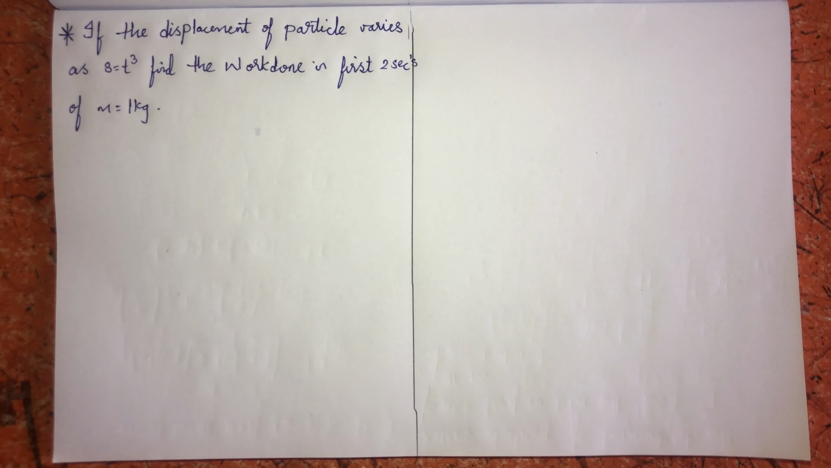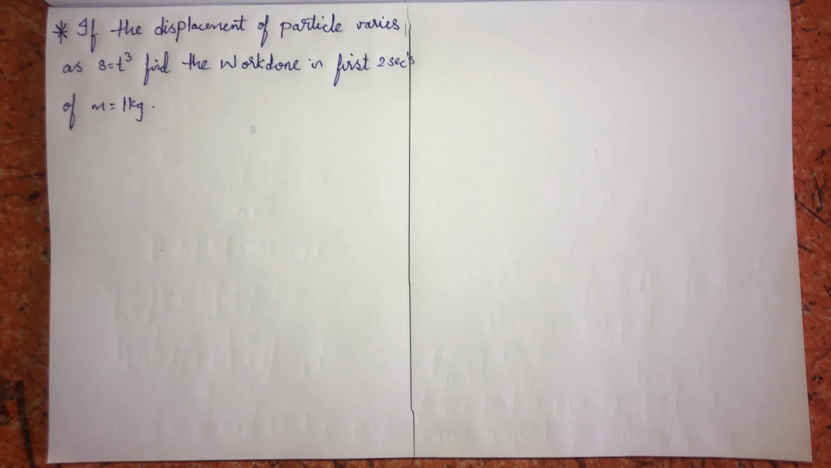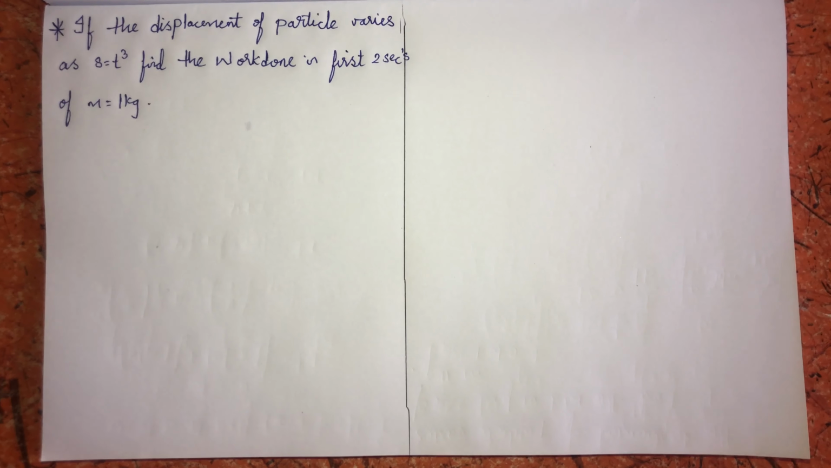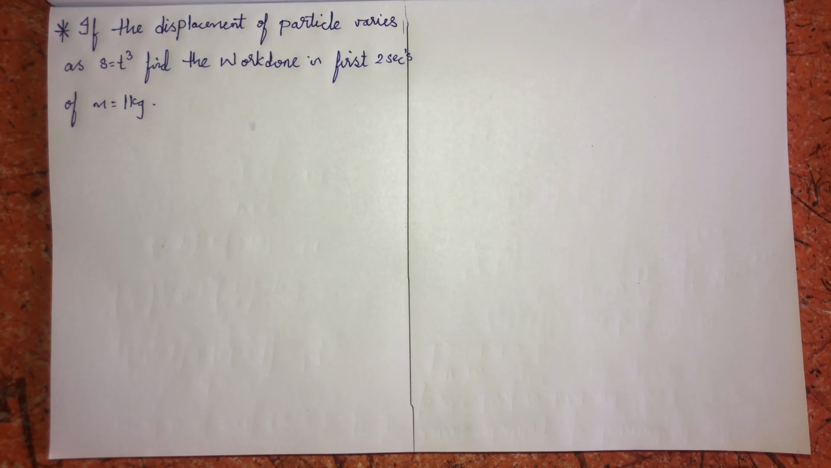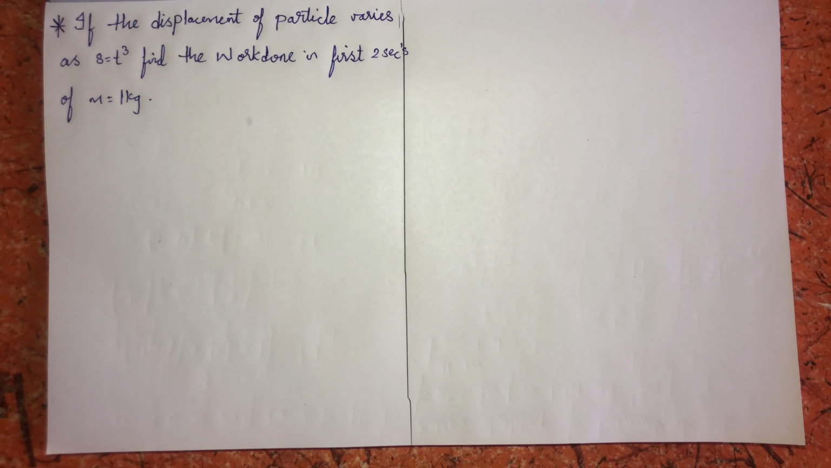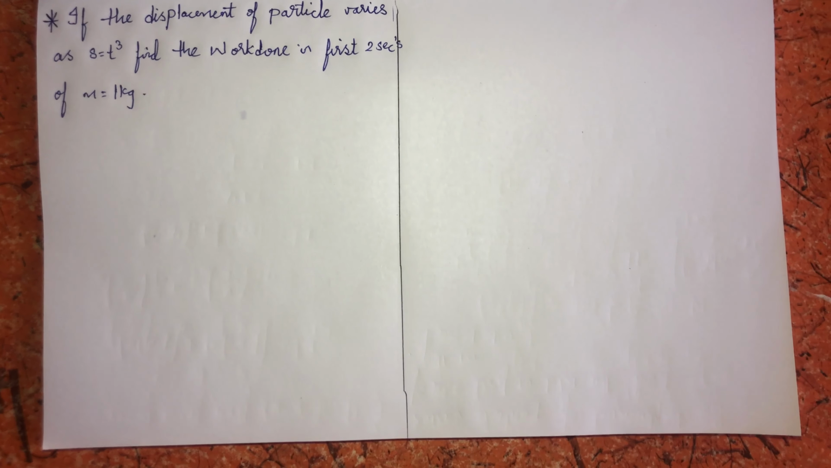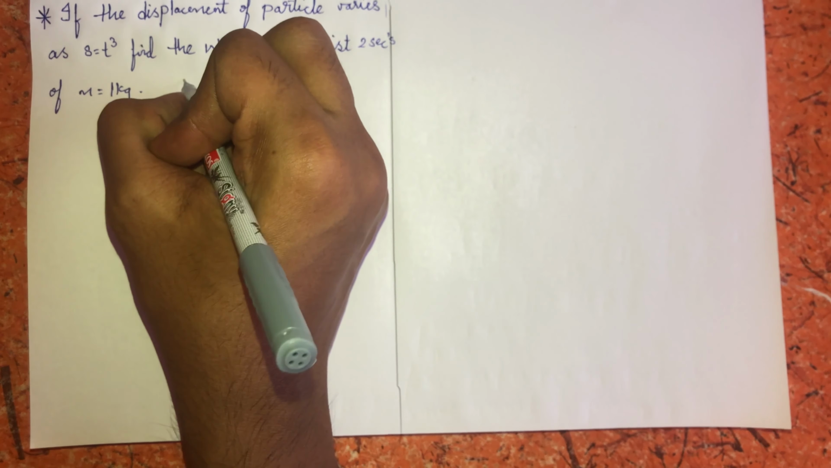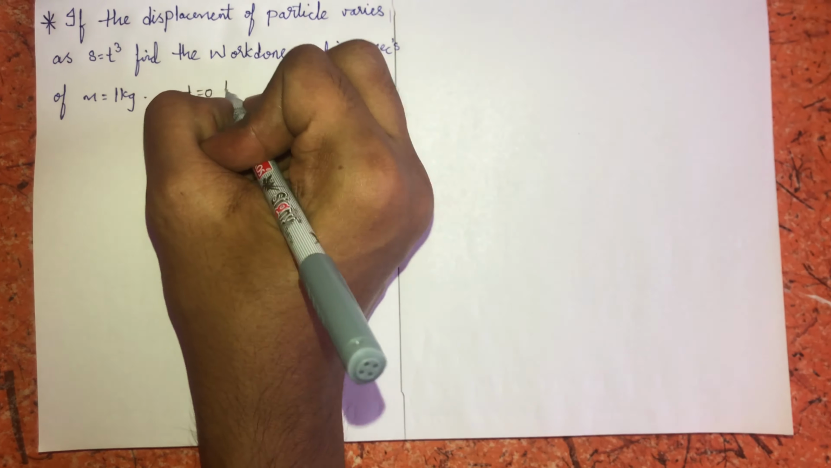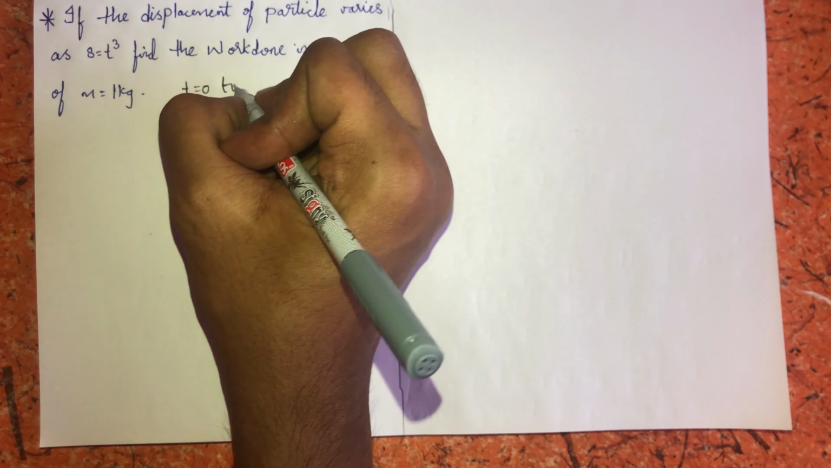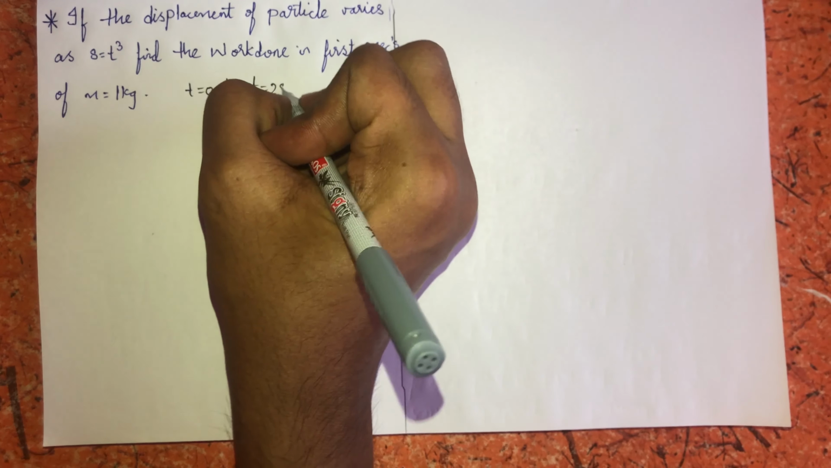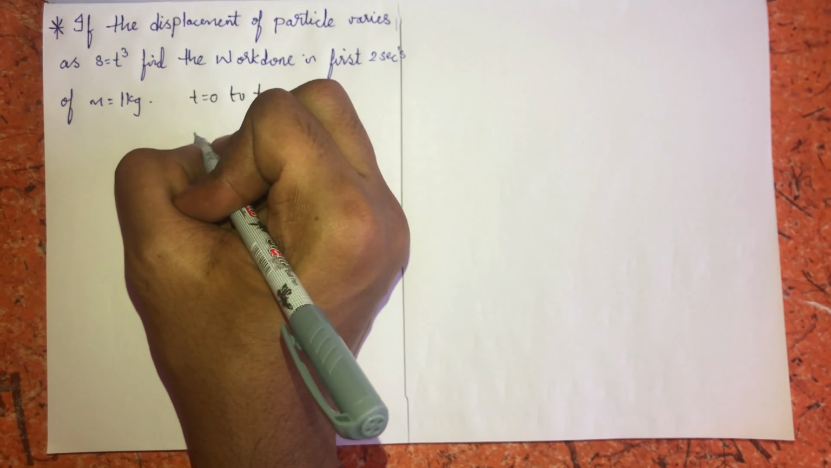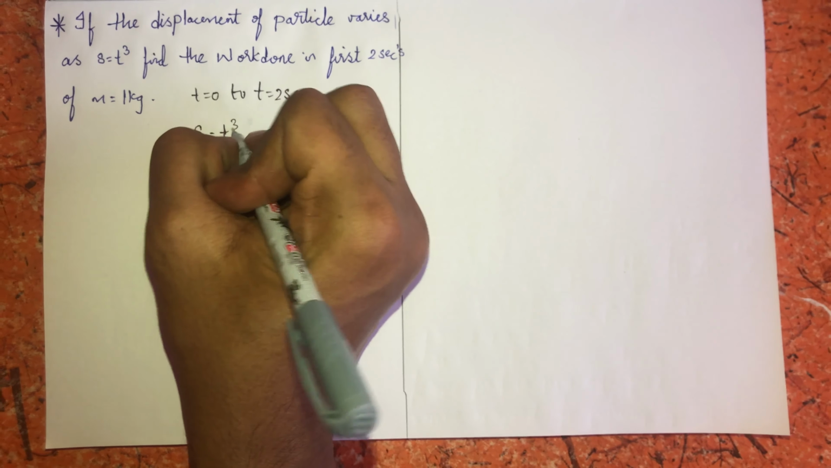If the variable displacement is given, then how to calculate the work, which is most probably asked in the NEET, so please carefully listen. Here, if the displacement of the particle varies as s equals t to the power of 3, then find the work done in the first 2 seconds, that is t 0 to t 2 seconds. Then given s is equal to t to the power of 3.